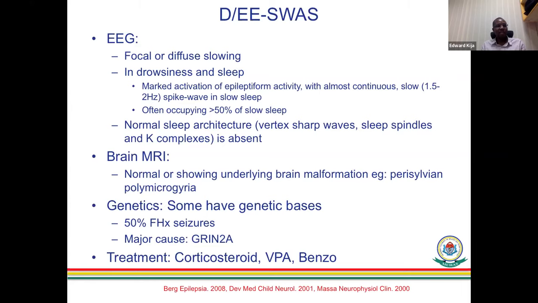Normal sleep architecture, that is the vertex sharp waves, the sleep spindles and K complexes, are usually absent. The MRI is usually normal, or it may show underlying brain malformations such as perisylvian polymicrogyria, which has been reported in patients with these conditions. Genetics: some have a genetic basis related to the GRIN2A gene, and about 50% of the patients will have a family history of seizures. Treatment requires the use of corticosteroids, either methylprednisolone or other anti-seizure medications, particularly benzodiazepines and valproic acid.